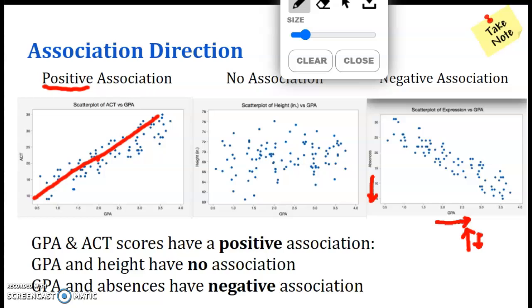It's almost as if I was to draw the trend line, it's going to go like this. And the slope, this is a nice negative slope, right? So this is the negative slope. That means we have negative association. So please copy this down as part of your notes.